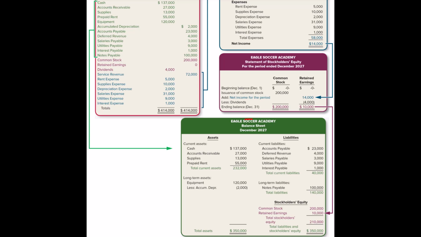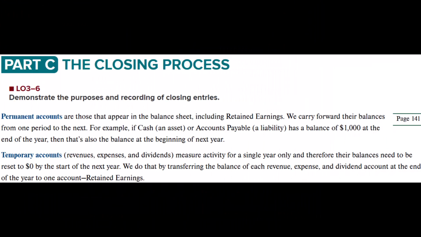Finally, we prepare the balance sheet. We use the asset and liability balances directly from our adjusted trial balance, but for our equity balances, we use the ending balances from the statement of stockholders' equity we just prepared. This is a classified balance sheet which groups assets and liabilities into current and long-term categories. As you can see, our total assets of $350,000 equal our total liabilities and stockholders' equity of $350,000. The accounting equation holds.